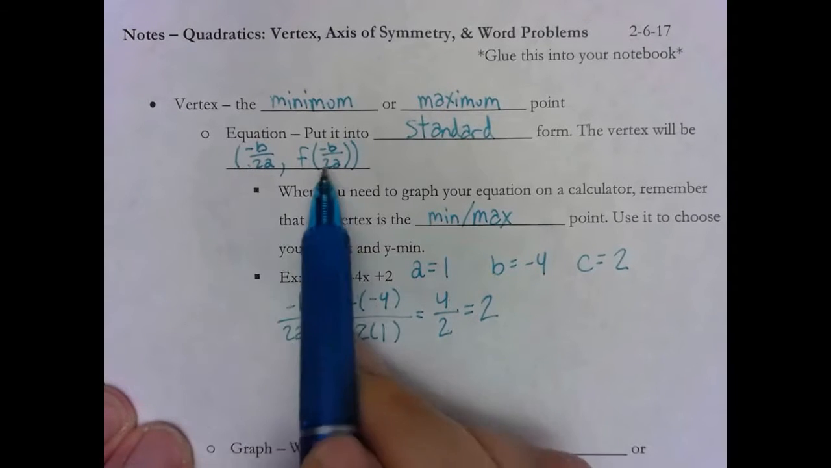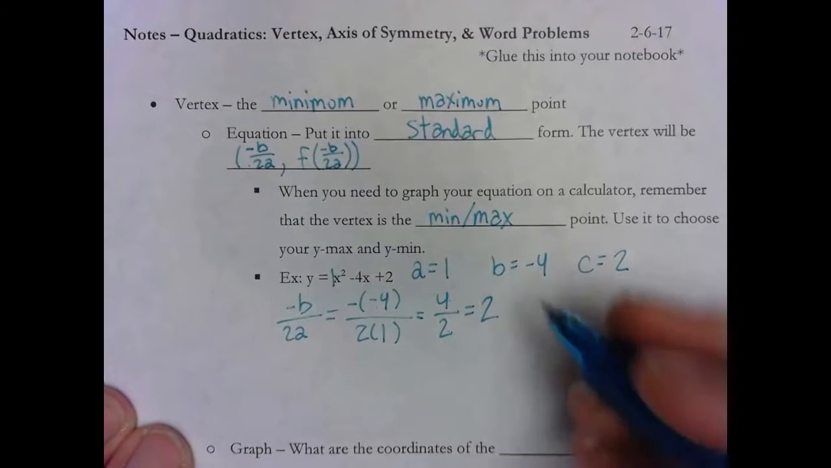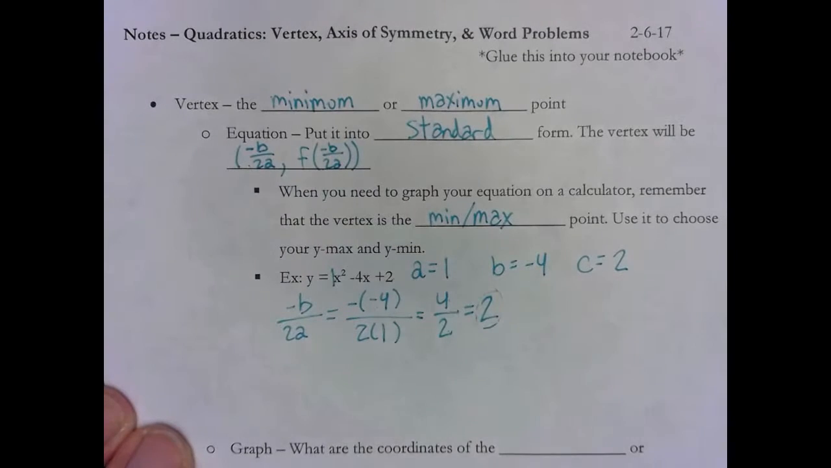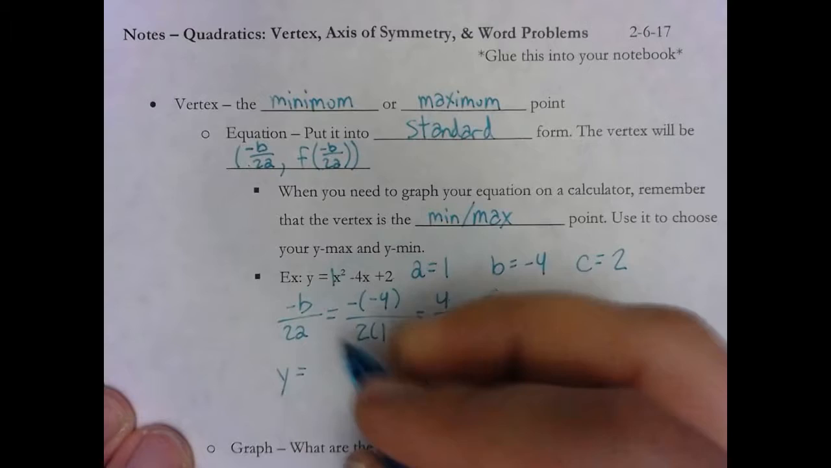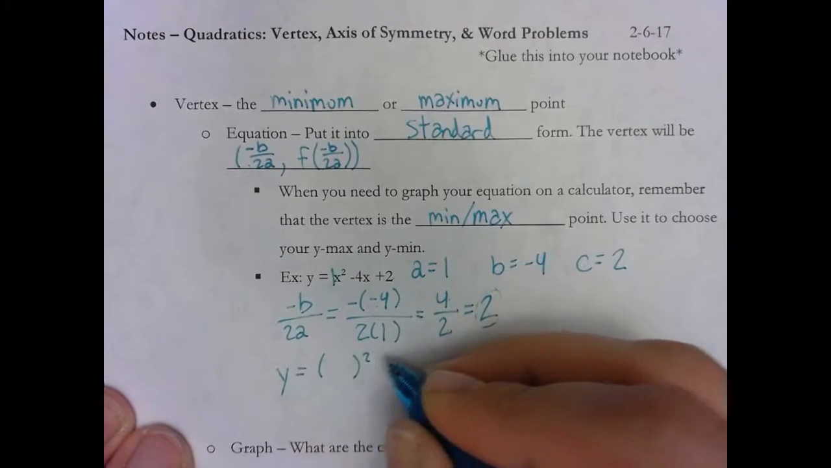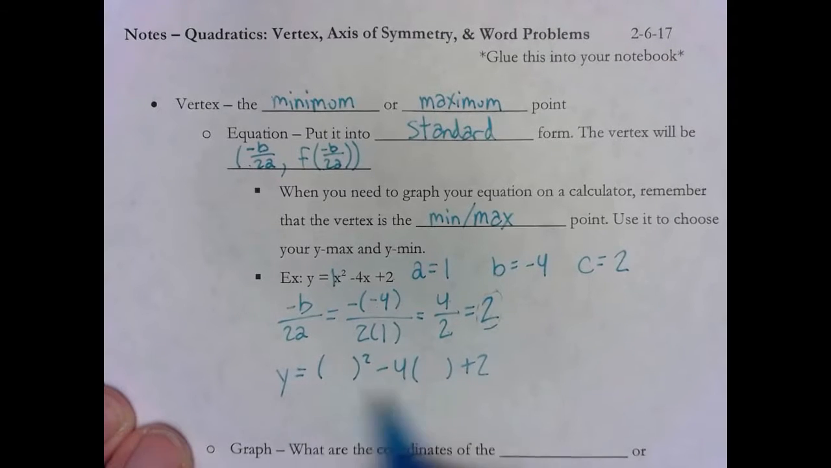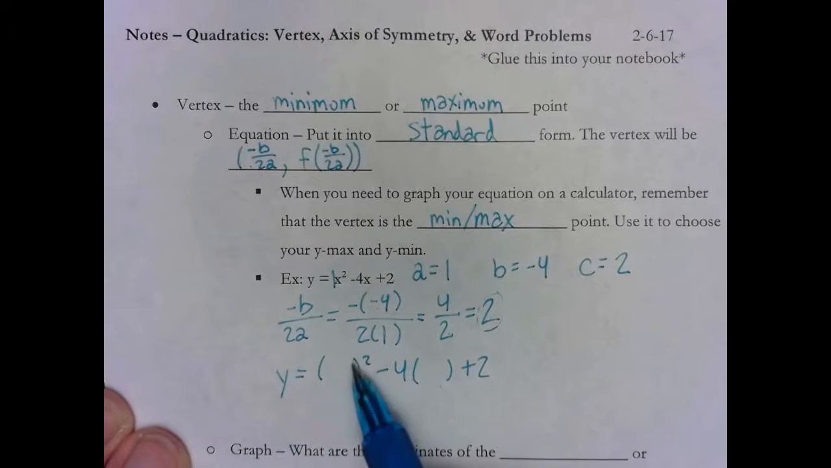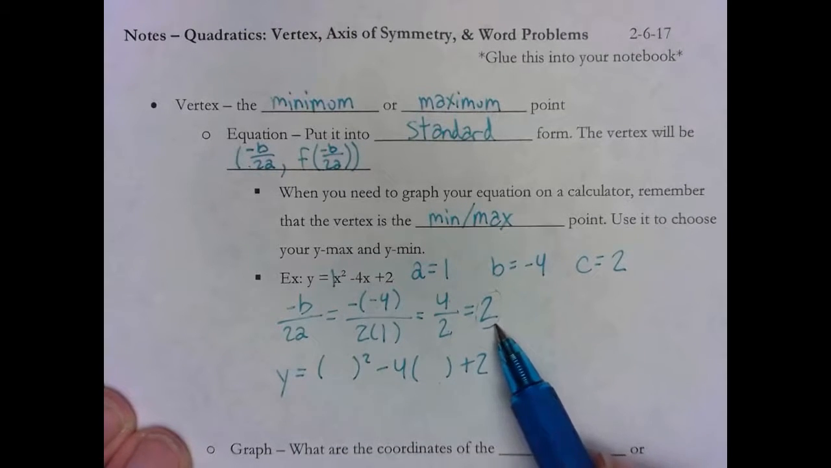We found the x-coordinate, now we need to find the y. And what I mean by f of negative b over 2a is we're going to take this number for x and plug it back into our original equation. We're replacing x with 2. So y equals x squared minus 4x plus 2. So this is the equation they were given. And instead of x, we put parentheses, and then we're going to fill the parentheses with what we just found, which is 2.